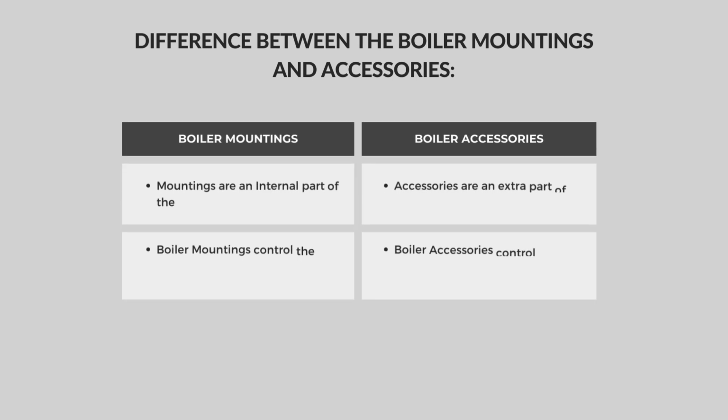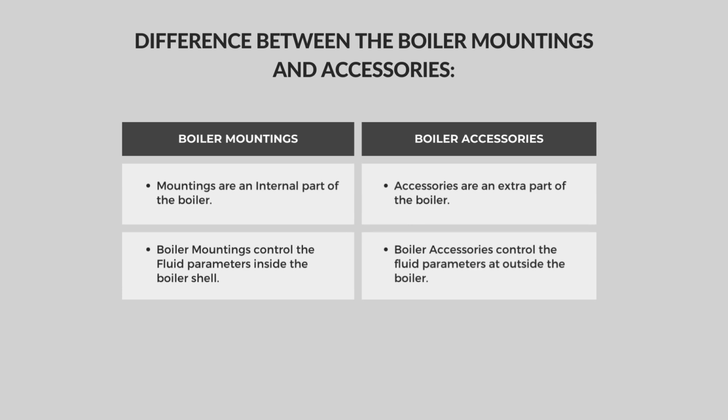Boiler mountings are an internal part of the boiler. Accessories are an extra part of the boiler. Boiler mountings control the fluid parameters inside the boiler shell. Boiler accessories control the fluid parameters outside of the boiler.